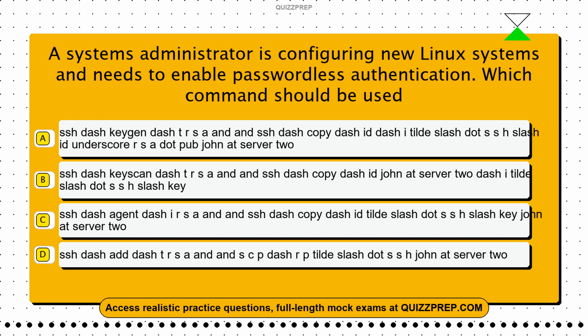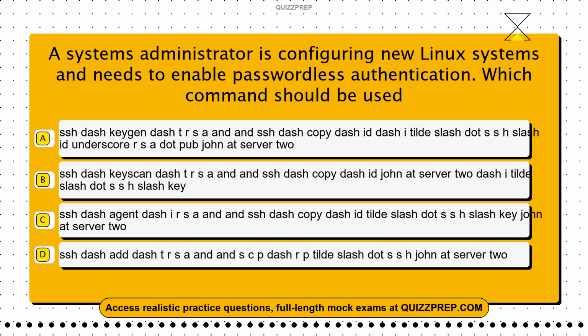Question 90. A systems administrator is configuring new Linux systems and needs to enable passwordless authentication. Which command should be used? Option A, ssh-keygen -t rsa and an ssh-copy-id -i ~/.ssh/id_rsa.pub john@server2.